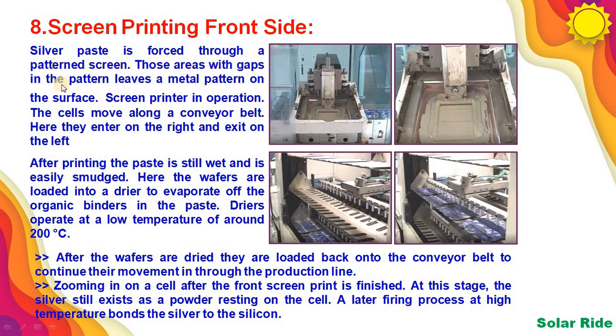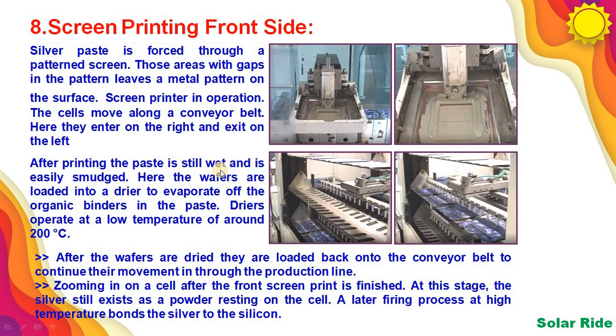Those areas with gaps in the pattern leave a metal pattern on the surface that we want on the cell's fingers and bus bars. That's why we are using the screen printing process for the solar cell front side and back side. Same as shown here, clearly showing the screen printing process.